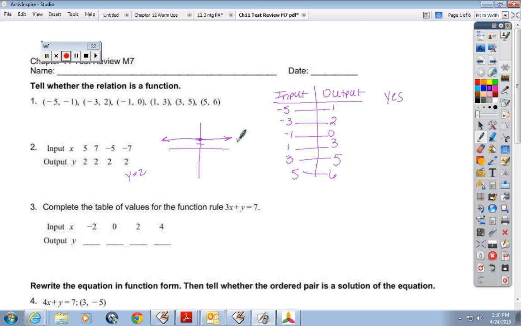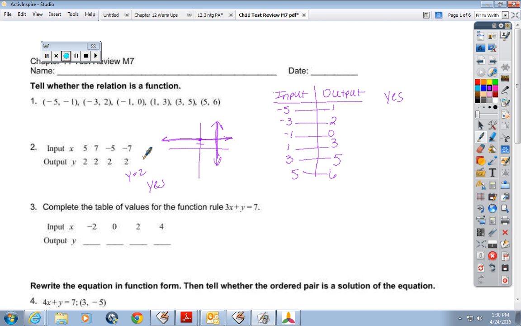But if it was flipped, if all of the inputs were the same number with different outputs, then it would be a line like this, which is not a function. Again, the slope of a line like this is 0. The slope of a line like this is undefined, which correlates to whether it's a function or not. So the answer to this one would be yes, it is also a function.